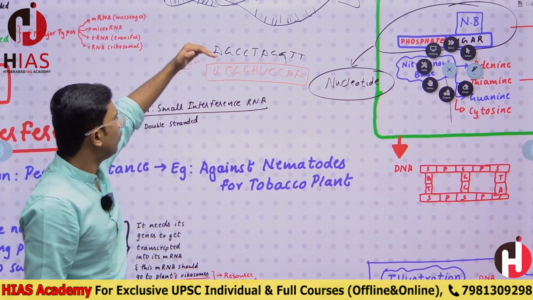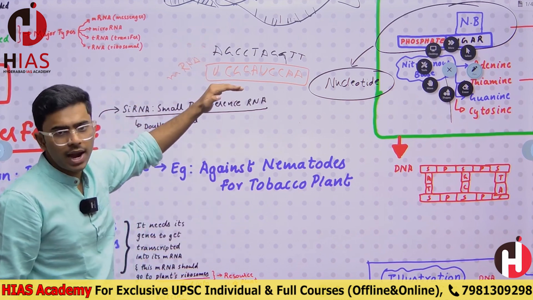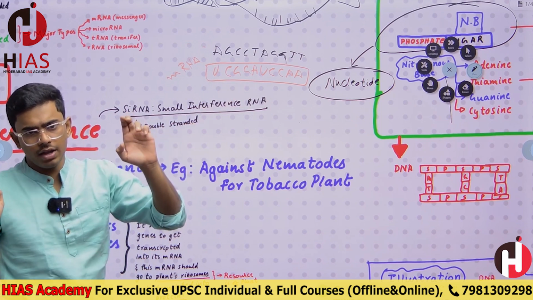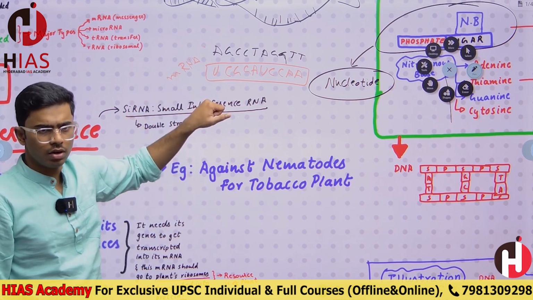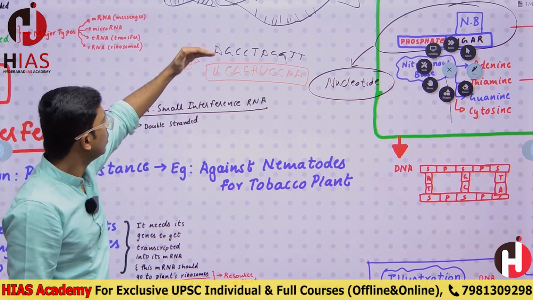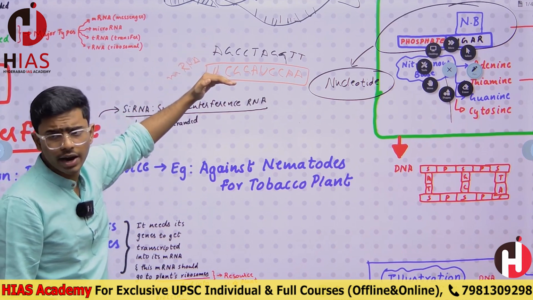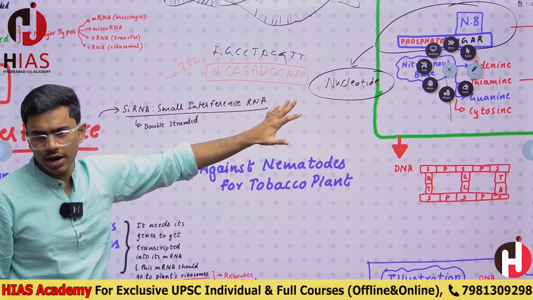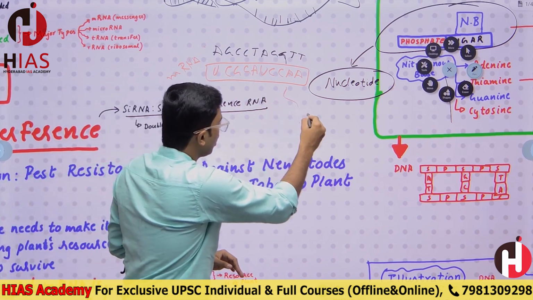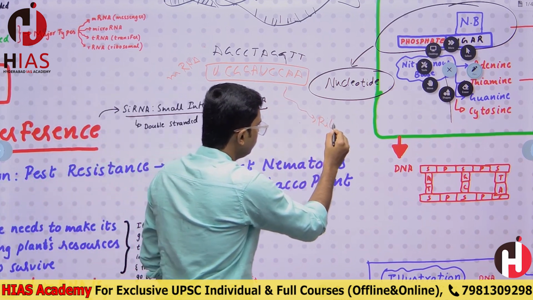Okay. So first from your DNA, we made something called RNA. Any doubts, ma'am? You sure? DNA, RNA. Now from this mRNA, you will take it to ribosomes, right?